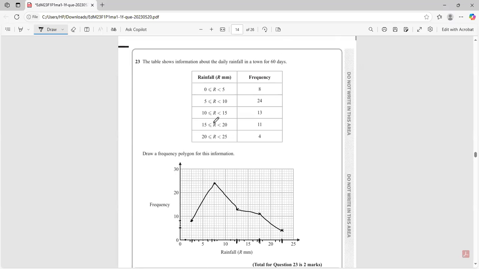frequency polygon charts, please always go for the midpoints. Don't use the upper boundaries, because that's something you may be tempted to do. You may be tempted to think, oh, I can just use 5 against 8, 10 against 24. Well, I'm not sure how the graph will look, but please go for the midpoints. It will just need you to do a bit of calculation. Okay.